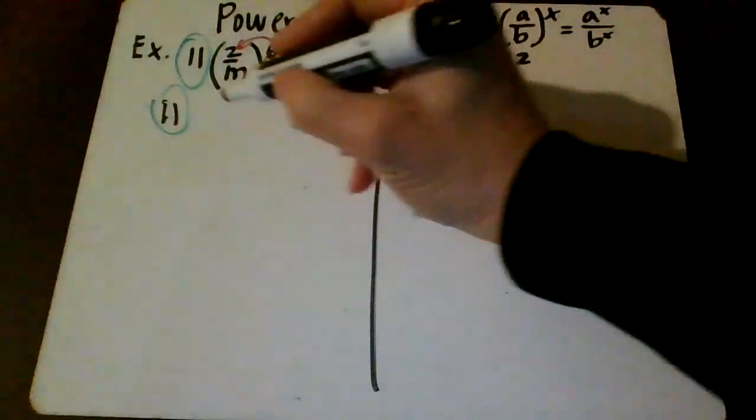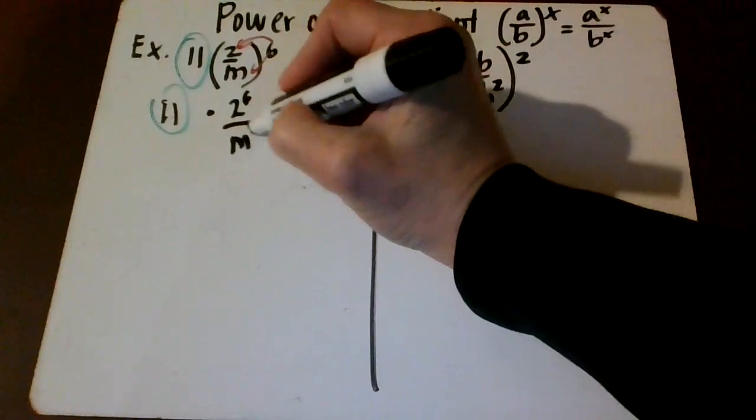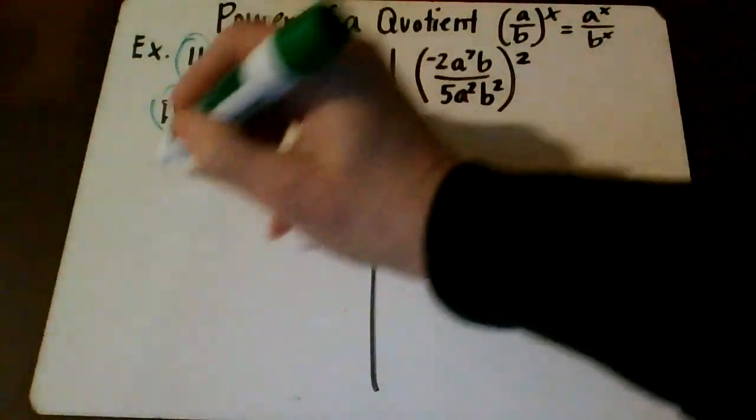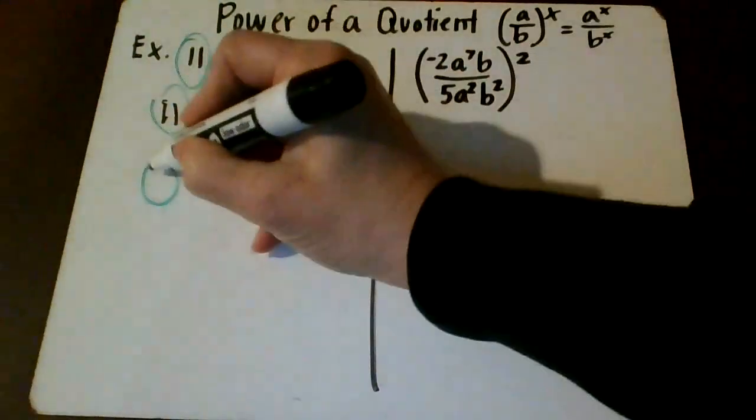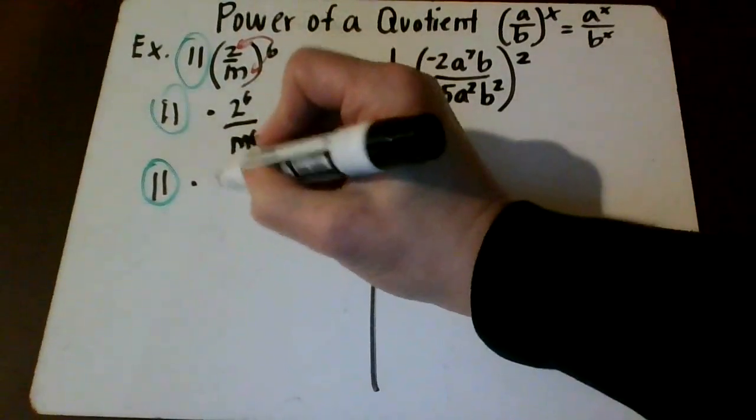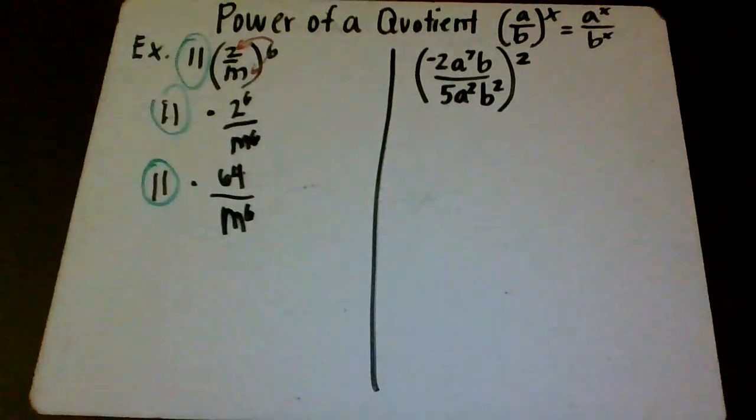When I do that, this would be multiplied by 2 to the 6th power over m to the 6th power. Again, I'm just going to bring that 11 down, not doing anything with him at this point. Times by, I'm going to calculate 2 to the 6th power, which is 64, over m to the 6th power. All right, so that's simplified as best as I can, that power of a quotient.